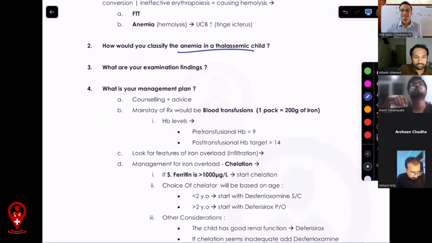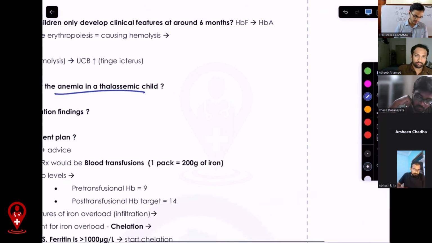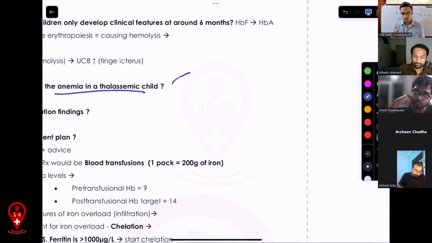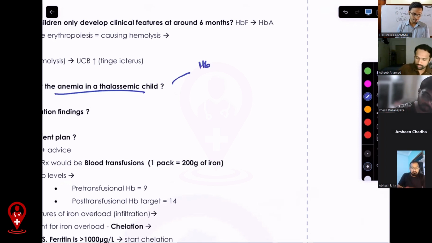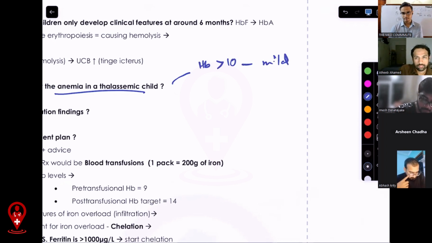Depending on the hemoglobin level. Excellent. Depending on the hemoglobin. So here what we are looking for is, guys, let me write it here. We check the hemoglobin. Usually if the hemoglobin is greater than 10, this is usually a mild case. This is a mild case of thalassemia, usually the thalassemia traits, the minors and the traits.